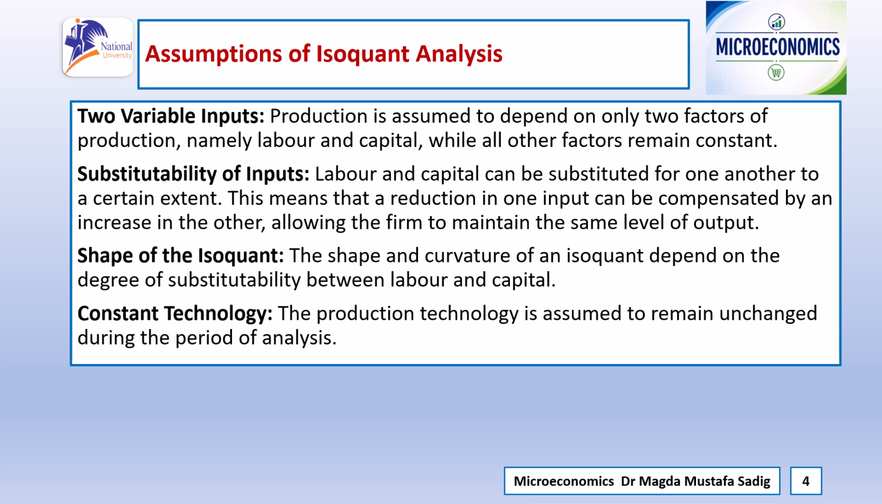For example, if the firm uses fewer workers, it can compensate by using more machinery. The third assumption is that the shape of the isoquant depends on how easily labor can replace capital. If substitution is easy, the curve becomes flatter. If substitution is difficult, the curve becomes more curved. The final assumption is that technology remains constant throughout the analysis. This means production methods do not change during the period being studied.